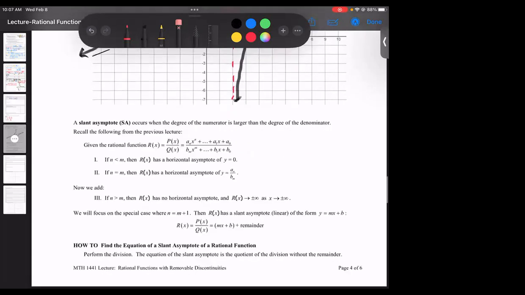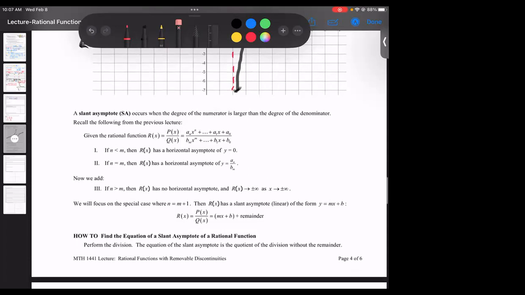Let me introduce you more about slant asymptote. What is it? Last time we learned how to find the horizontal asymptote using the leading term of the numerator divided by the leading term of the denominator. If the degree of the numerator is less than the degree of the denominator, then your horizontal asymptote is y equals 0. We talked about that, right? If they are equal, then your horizontal asymptote is equal to the quotient of the top divided by the quotient of the bottom.